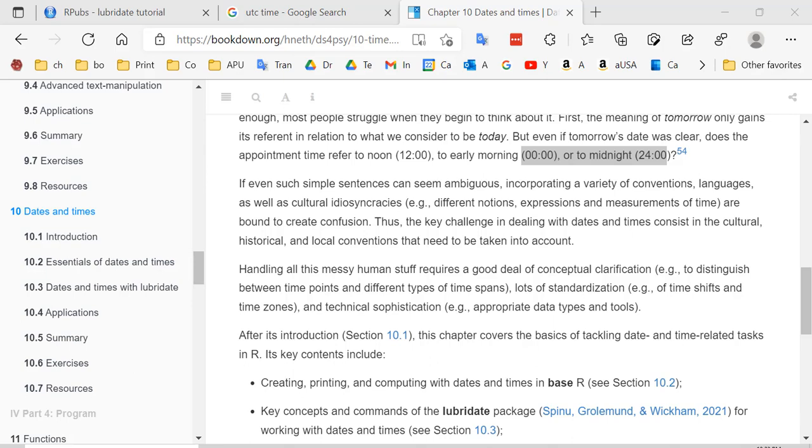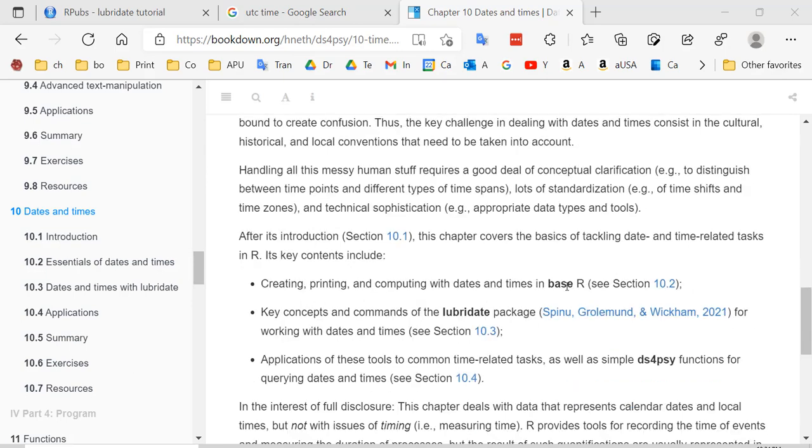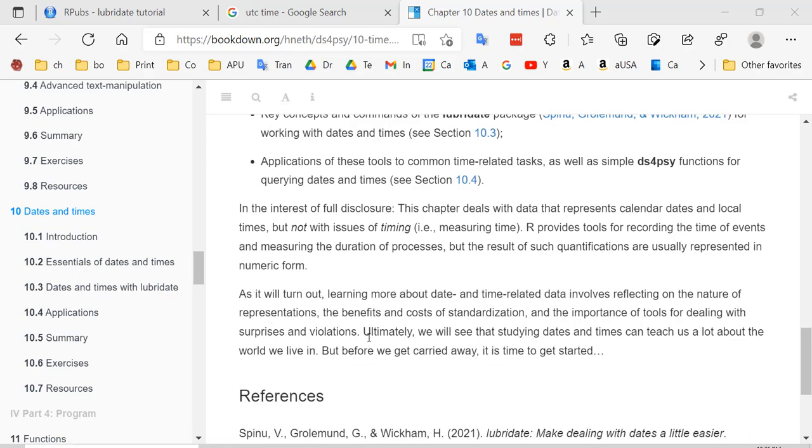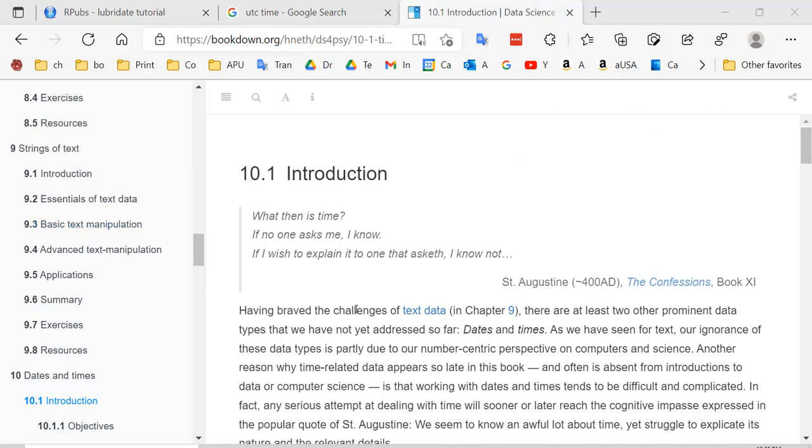Okay. So he says we're going to start out with base R, then we're going to move to Lubridate, and then maybe play around with that a little bit afterwards. So he says doing all of this with R and learning how R works, we will see that studying dates and times can teach us a lot about the world we live in, maybe. Okay, but before we get carried away, he says it's time to get started. Having braved the challenges of text data, so that was in chapter 9, there are at least two other prominent data types that we have not addressed so far: dates and times.